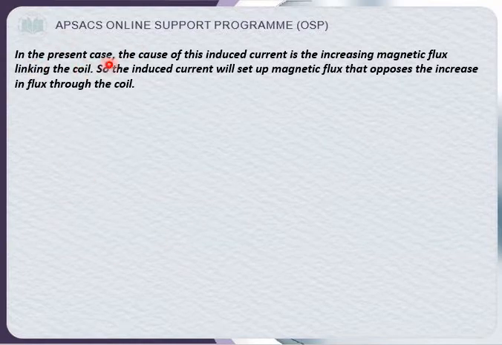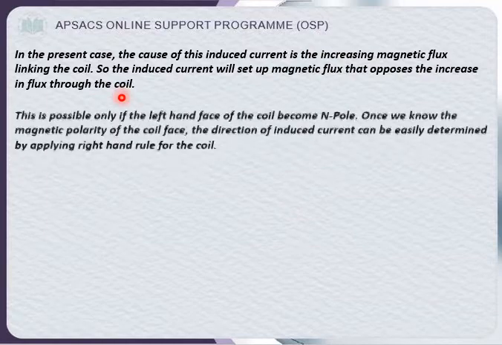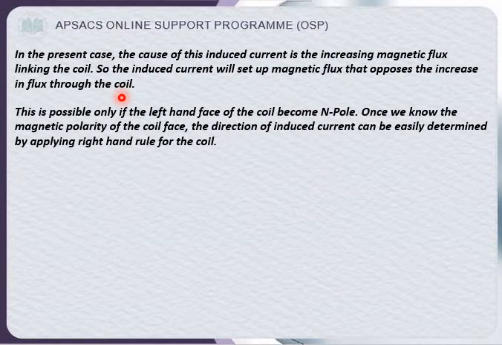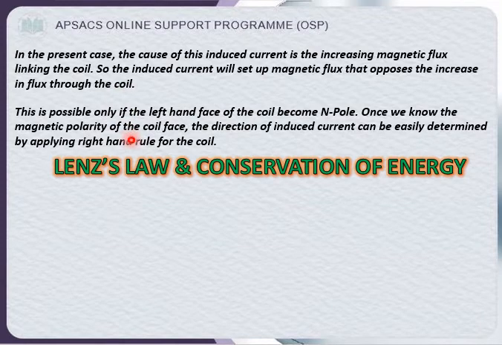So in the present case, the cause of this induced current is increasing magnetic flux. So the induced current will set up a magnetic flux that opposes the increase in flux through the coil. Now, how can we understand that there is a north pole on that coil and a south pole on that coil? It is easily determined with the help of the right hand rule, and I will tell you the right hand rule in the next slide.